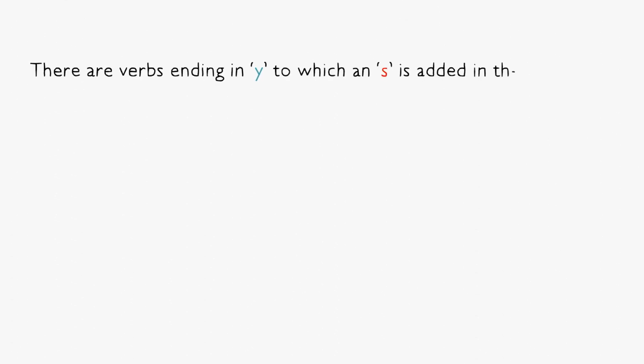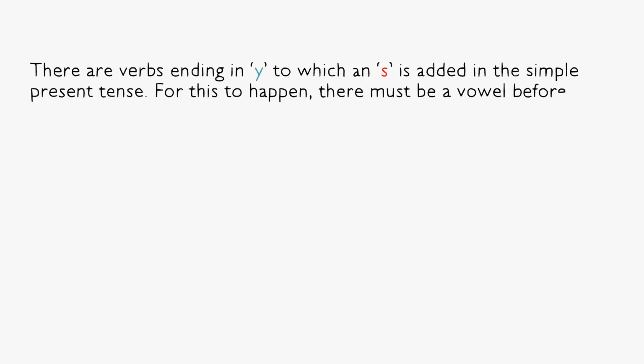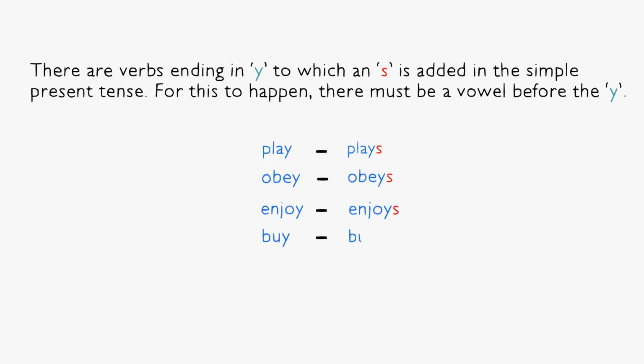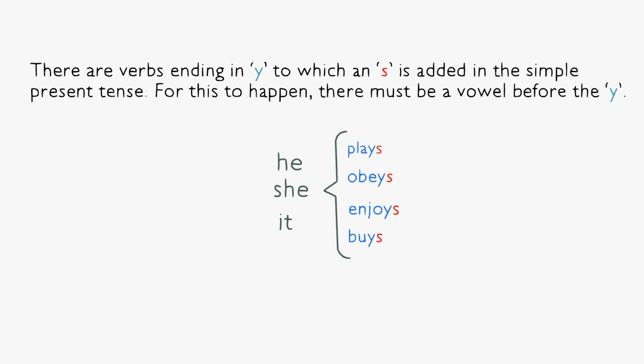Friends, I almost forgot to mention that there are verbs ending in Y, to which an S is added in the simple present tense. For this to happen, there must be a vowel before the Y. For example, play becomes plays, obey becomes obeys, enjoy becomes enjoys, and buy becomes buys. Notice how there is a vowel before the letter Y, which is why the letter S is added in the simple present tense. For the last time, I repeat that this happens with he, she, or it.